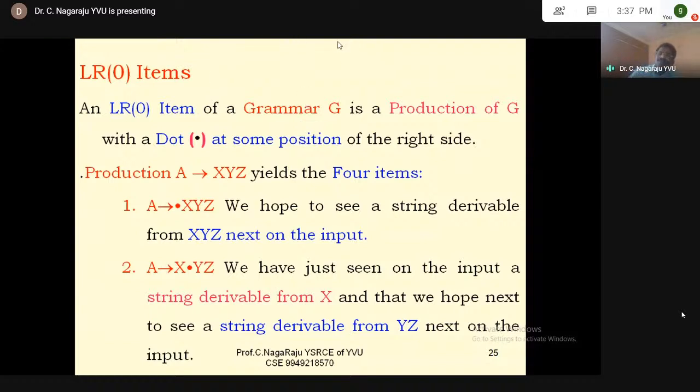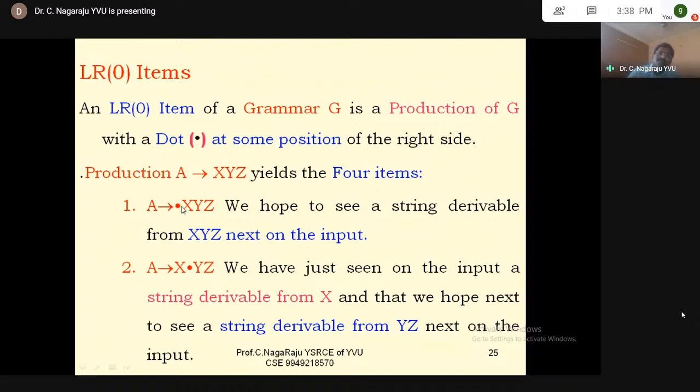An LR0 item of a grammar G is a production of G with a dot at some position on the right side. I already showed that in the augmented grammar, we can use the dot notation. For example, the production A can have the form XYZ, which has 4 items. Here we can say this is the first item, because this is not an item, this is the production. A can have the form XYZ. It is a production, but whenever the production has a dot, we call it an LR item.